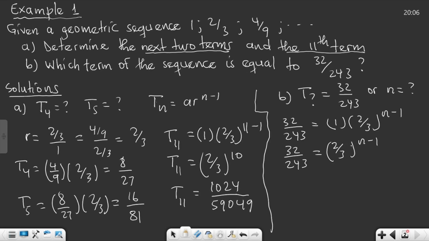So I'm trying to cheat. I'm trying to change my 32 and my 243 to the same base as what I have on the right side. Let me see. What if I said 2 to the power of 5? Is it possible? Yes, 2 to the power of 5 will give me 32. What if I said 3 to the power of 5? Yes, it will give me 243. You can check it with your calculator. You'll see that it is true.